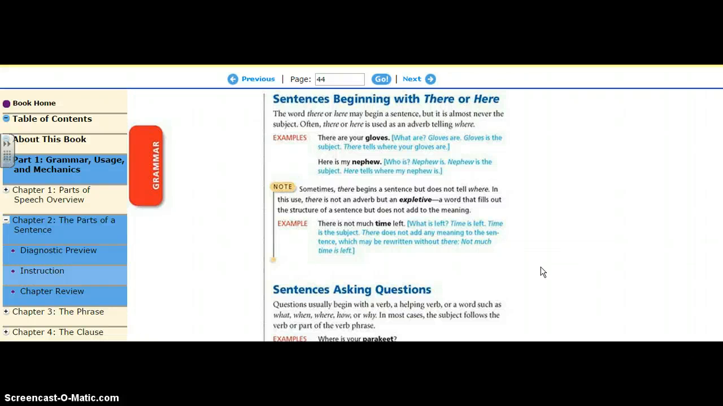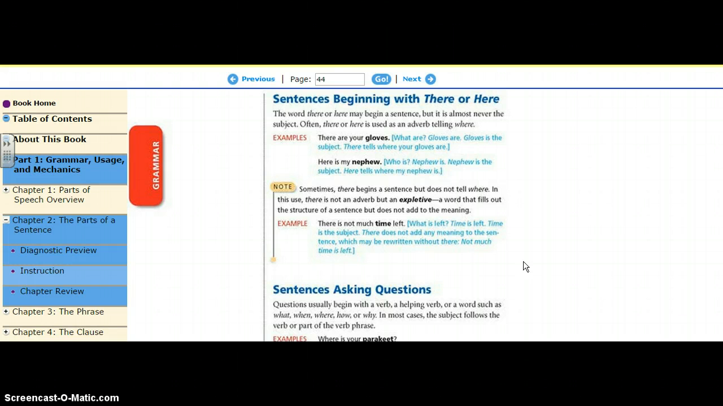Today's grammar lesson starts on page 44 with sentences beginning with there or here. The word there or here may begin a sentence, but it is almost never the subject. Often, there or here is used as an adverb telling where. The example: There are your gloves. What are? Gloves are. Gloves is the subject. There tells you where your gloves are.